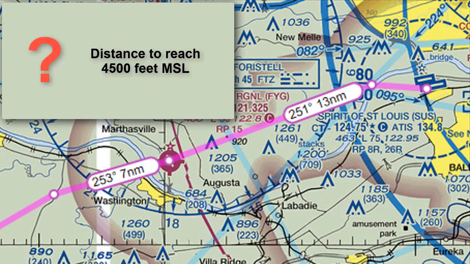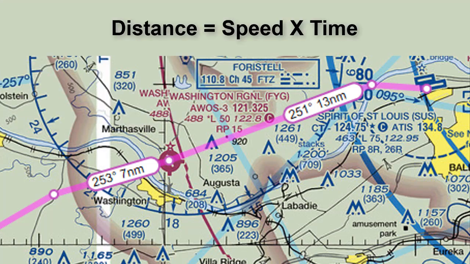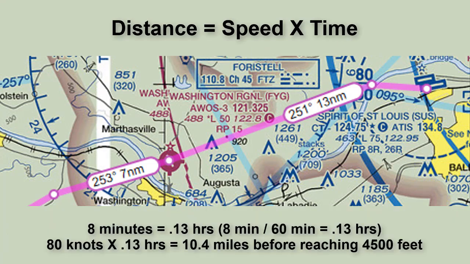So the question is, how far will we go before we reach 4,500 feet MSL? In this case, we can use the formula of distance equals speed times time. Our climb speed will be 80 knots an hour, and it will take 8 minutes to reach 4,500 feet MSL. Convert 8 minutes to hours by dividing 8 by 60, which gives us approximately 0.13. Now take 80 knots times 0.13, and we get 10.4 miles.